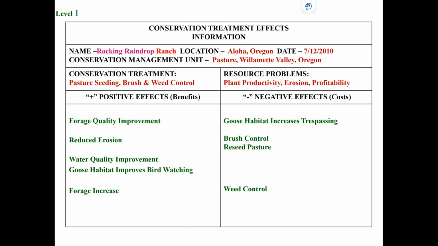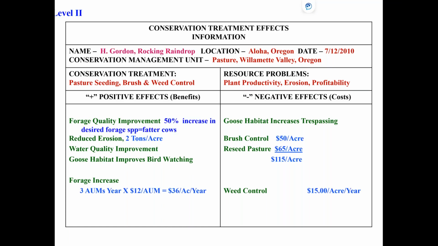So the goose habitat could also cause some trespass. They got to pay for brush control, they got to pay for reseeding, and then that weed control, that goes on every year. So we can start adding some additional data.